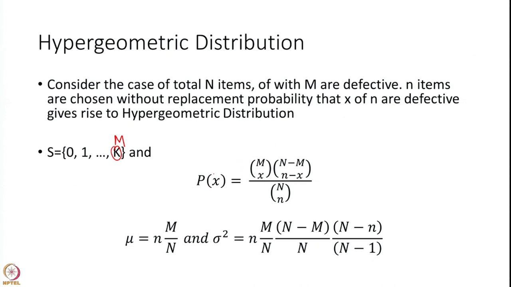The probability that you have chosen exactly x defective items is m choose x multiplied by the remaining items, N minus m choose n minus x, divided by the total number. This is coming straight from probability theory. These are the total number of events, how many times you can choose the n items out of the N. And in this circumstance, the mean value is given as n multiplied by p, so you can see that it is n multiplied by m divided by N, and sigma square is this. This is because we are considering without replacement, whereas binomial distribution comes with replacement.